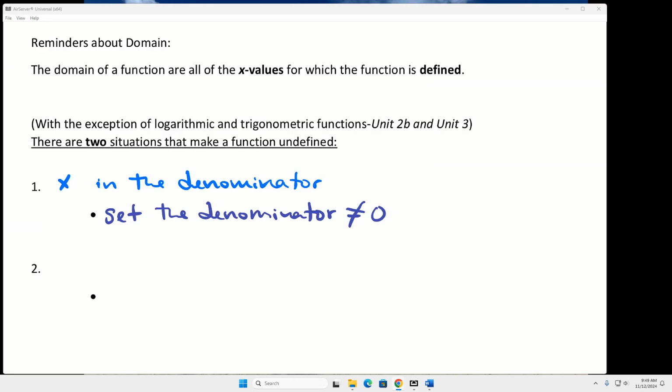So what is the other thing that you can't do mathematically? You might get an error in your calculator. Or get an imaginary answer. Square root of a negative. And so the other thing that's going to restrict the domain is if you have an x under an even root.